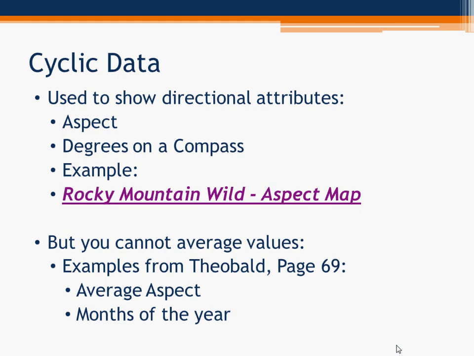So if you have your Theobald book with you, page 69, take a look at that second paragraph. The cyclic data type is used to characterize directional attributes such as aspect, degrees on a compass, etc. The reason why this data is different from ratio is that although it does make sense to compute an average aspect, you simply cannot average the values.